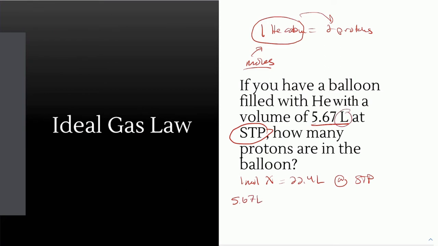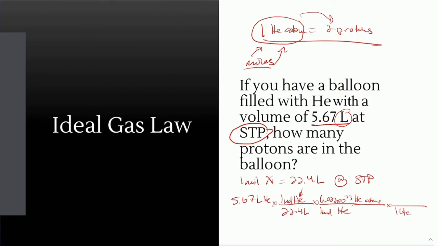So in this case, I have 5.67 liters of helium gas, and I know that there's one mole of helium in 22.4 liters of helium gas. So now I've figured out how many moles of helium I have, and we know how to go from moles to atoms. We just use Avogadro's number. So 1 mole of helium is 6.022 times 10 to the 23 helium atoms. And then I know that in 1 helium atom, there are 2 protons.